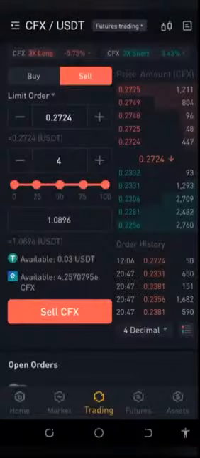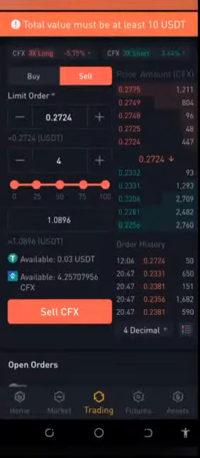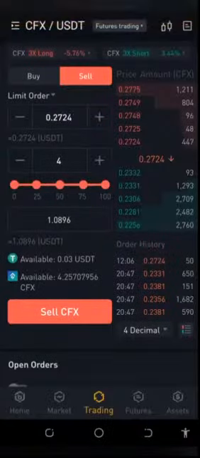Okay. I'll fix in my transaction pin and I'll be back. Okay, I'm fixing my transaction pin, but it's not going anywhere because look at what it just said. It says here, total value must be at least 10 USDT. So this is like a younger brother to Binance. Okay, so they're not going to allow you to do anything except it is 10 USDT.